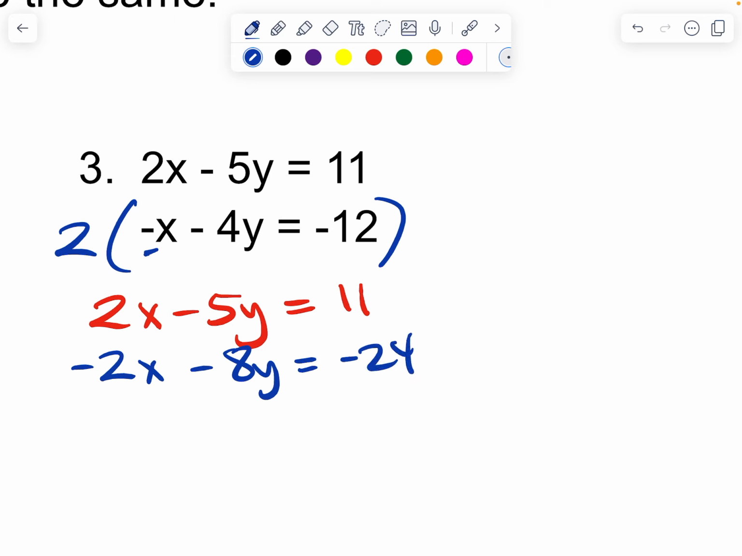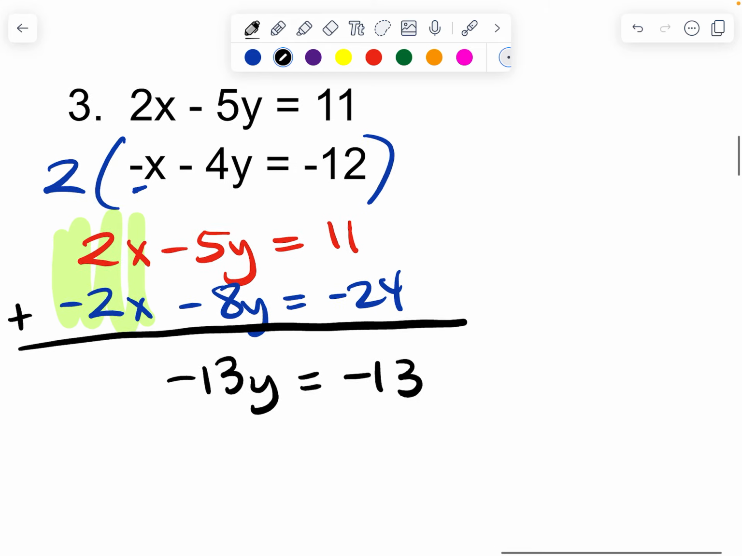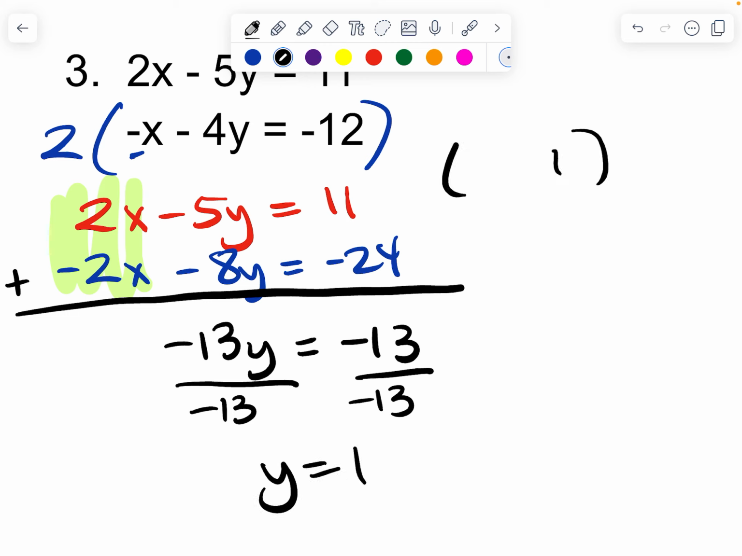Let's make sure I multiplied correctly since I messed up a minute ago. So I'm going to add these two together. These are opposites of each other, so they go away. This is negative 13y equals negative 13. I divide by negative 13 on both sides. I get y equals 1. Okay, so I plug back into my original equation.